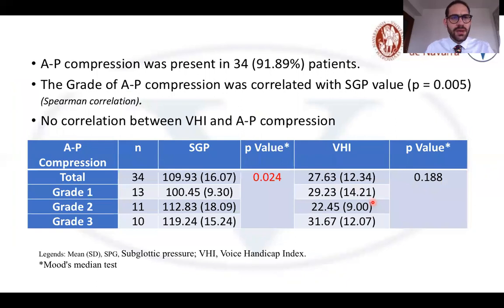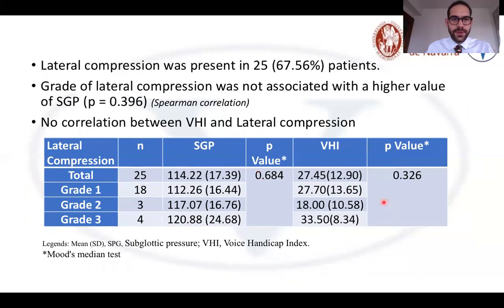Regarding AP compression, it was present in 34 patients, 91.8%. The grade of AP compression was correlated with the subglottic pressure value. There was no correlation between the voice handicap index and the AP compression. This is important: we got a statistically significant difference in the subglottic pressure value for the different grades of AP compression. We didn't have any statistically significant difference regarding the voice handicap index in the 3 different grades.